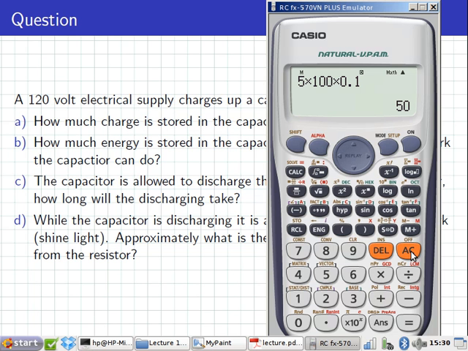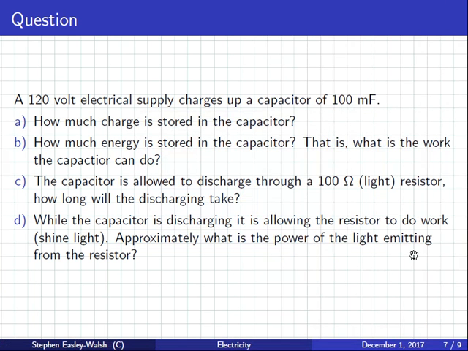Lastly, now, is the power of the light constant? What do you think? It's not. Because think about this. What did we say the formula for power is? IV. Is the V constant? No. And what's the formula for I? It's Q over T. Is the Q constant? No. So if the I is not constant and the V is not constant, is the P constant? No.